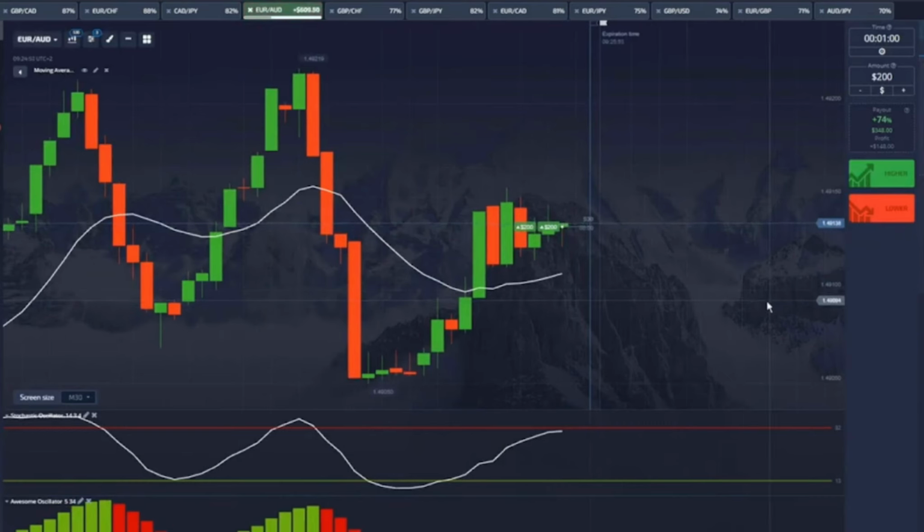When the candles are above the moving average, it indicates the market is in an upward trend, and when the candles are below the moving average, then the market is in a downward trend.